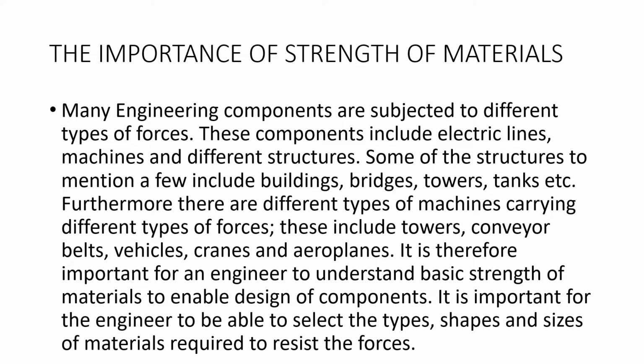These components include electric lines, machines, and different structures. Some of the structures, to mention a few, include buildings, bridges, towers, tanks, etc. Furthermore, there are different types of machines carrying different types of forces. These include towers, conveyor belts, vehicles, cranes, and aeroplanes.